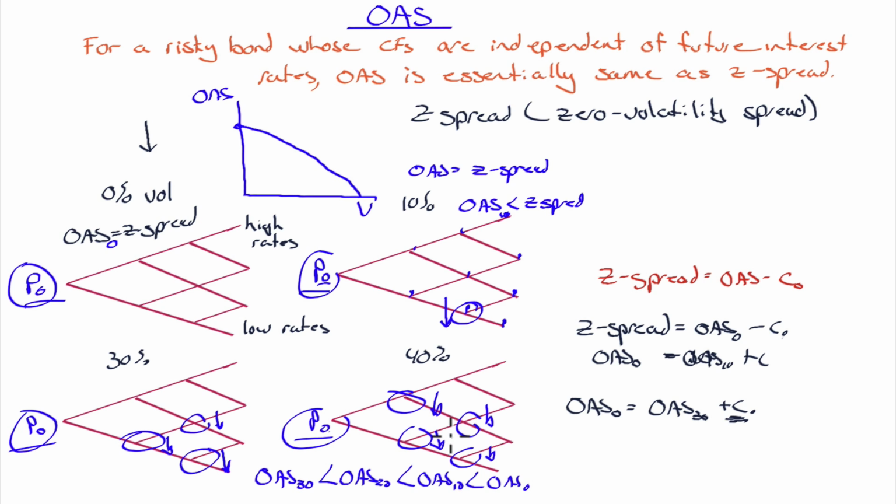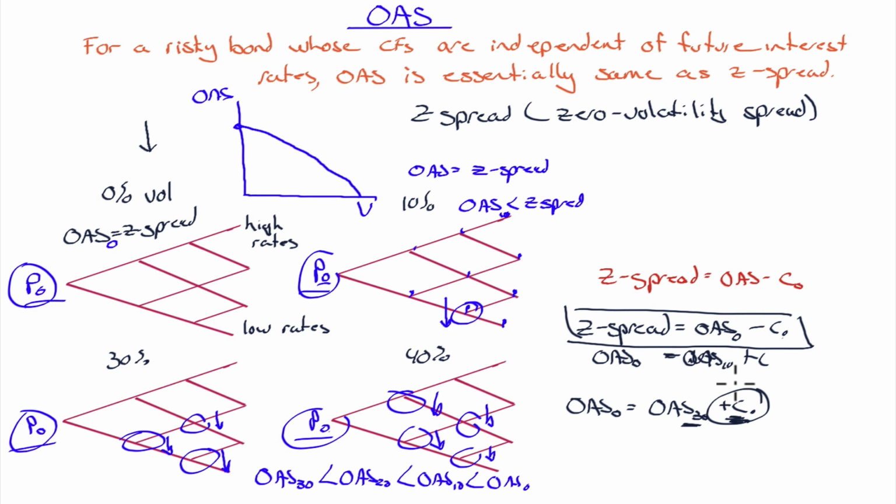There's more opportunity for it to be called. As volatility increases, there's more opportunity for it to be called, so it has more and more value. So the Z-spread is the option-adjusted spread at zero volatility minus the value of the call. Another way of saying it is the option-adjusted spread at zero volatility equals the option-adjusted spread at any other volatility plus the value of the call. I think you can see that.